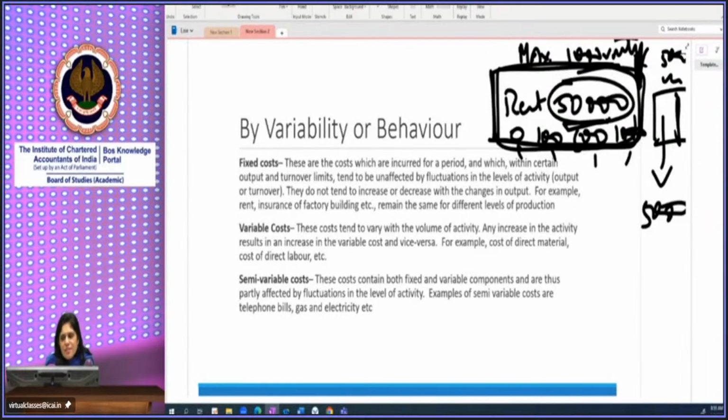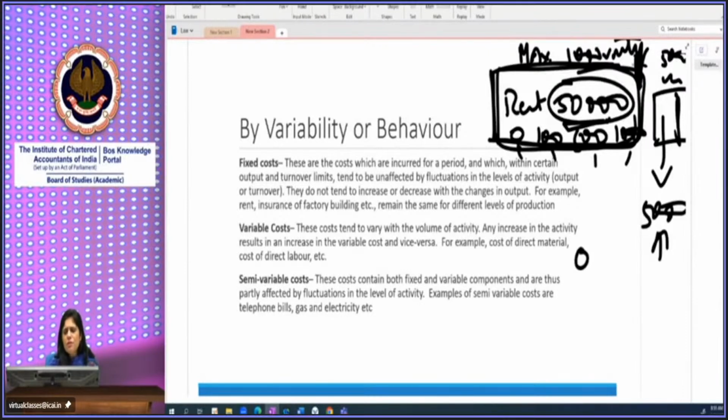But after a certain capacity, fixed cost will increase by 5,000 more. So till a certain activity level, fixed cost remains the same. It will not change with the change in the output. All right. So till 1,000 units, whether you produce or you don't produce, you have to pay rent. That is fixed cost. Variable cost will change with every unit you produce.